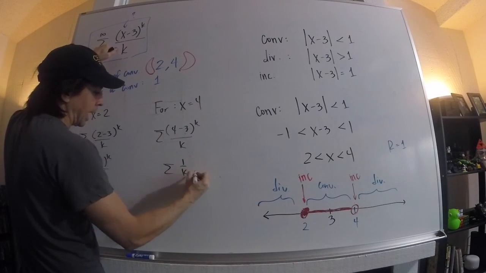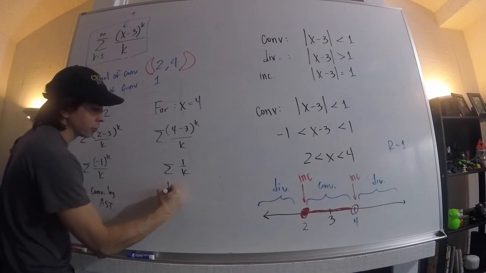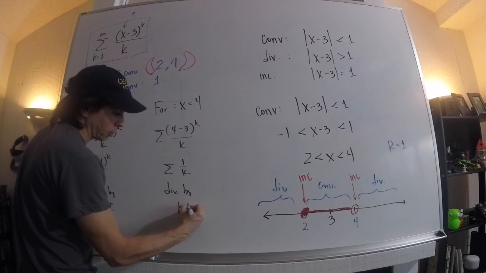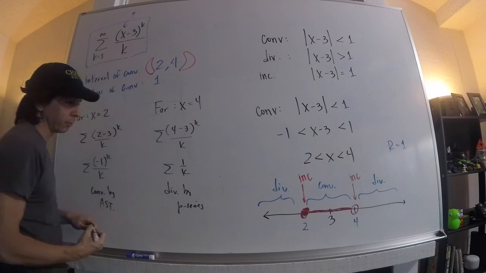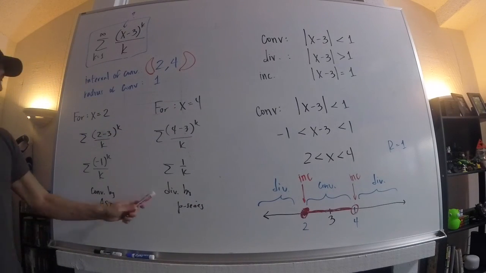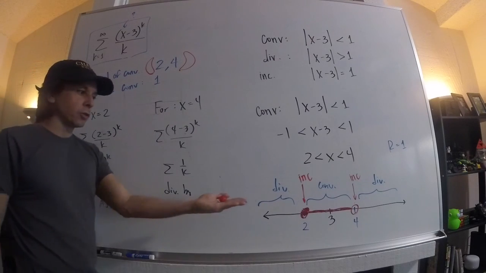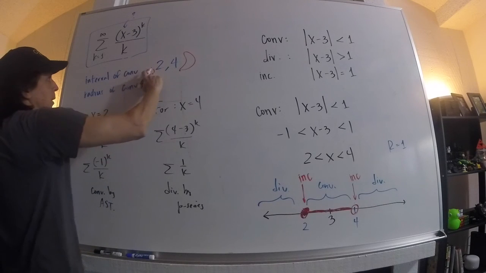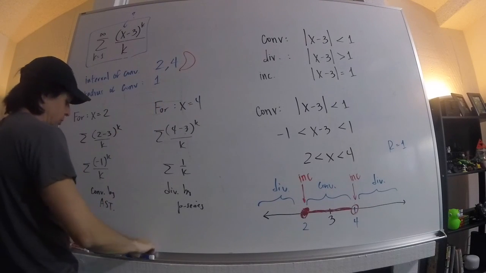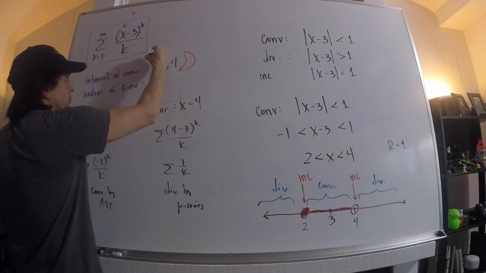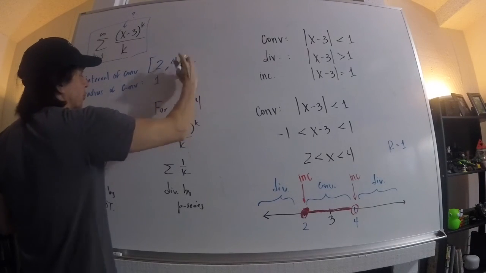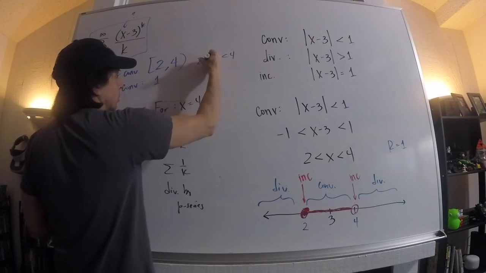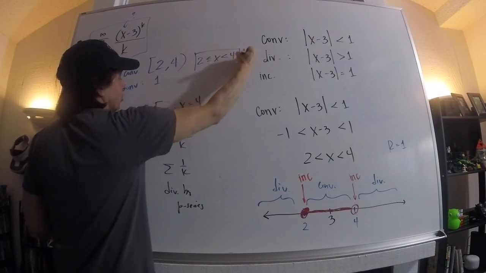So I end up with the actual harmonic series, which diverges, because I know that's a p-series with p equal to 1. It diverges by p-series or harmonic series or whatever justification you like. So it diverges there. That's not included in my interval of convergence. That hollow circle will stay open, and now I can write out my answer. It's going to be a bracket, because 2 is included, and parentheses because 4 is not included, and I could write it out as x like that. I could give it like that as well.